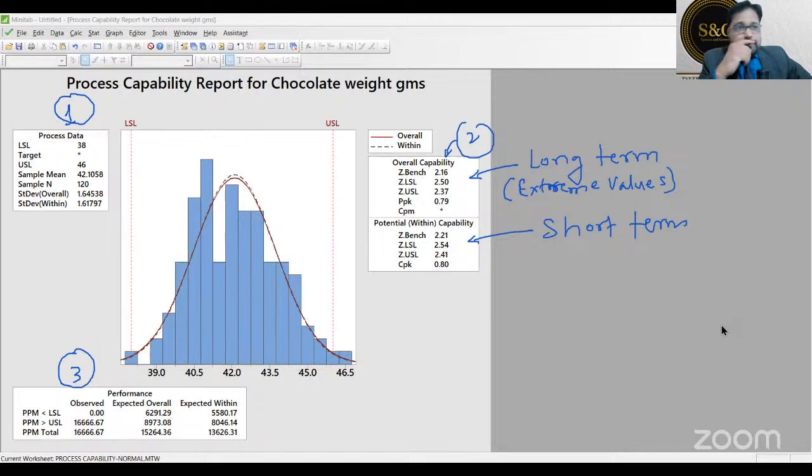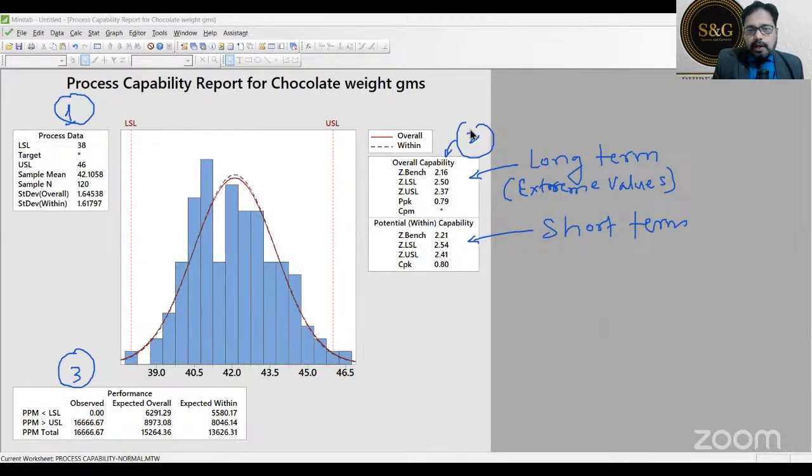Just type yes in the chat box. Are you clear? In short-term process capability, within the 10 samples, within the 10 chocolates, whatever is the highest and the lowest, we are calculating. But within the long term, all the extreme values we have to calculate. Okay? So that is the difference between short-term and long-term process capability.